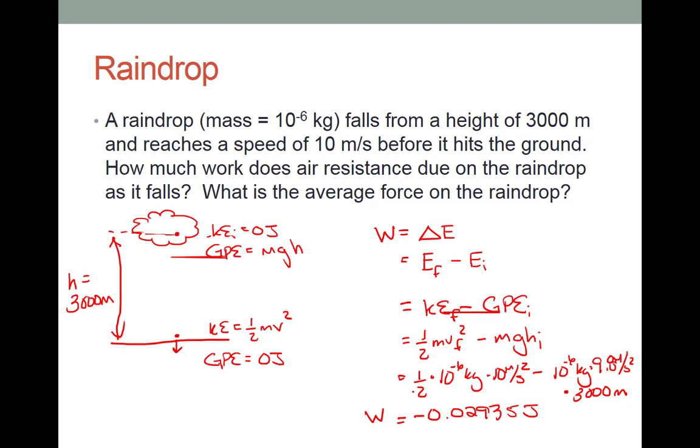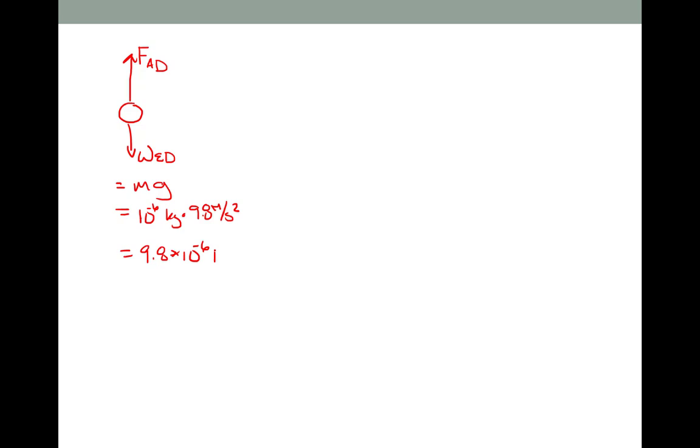The next part of this question was, how big is the air resistance force? Okay, so now we got to think about forces. So I have air resistance upward and the gravitational force downward. Remember, the gravitational force is mg, so that's 10 to the minus 6 kilograms times 9.8 meters per second squared, or in other words, 9.8 times 10 to the minus 6 newtons.